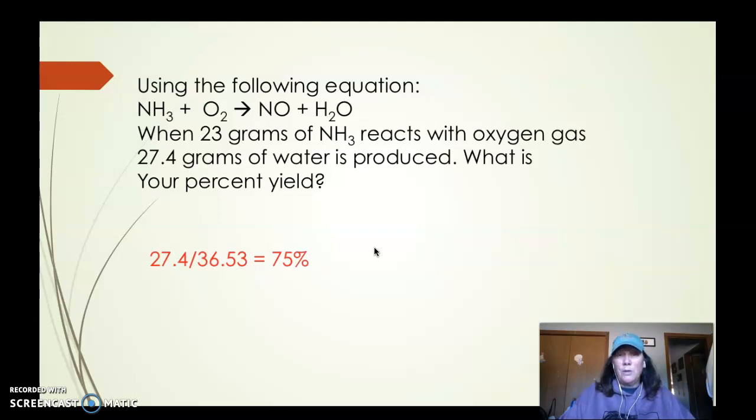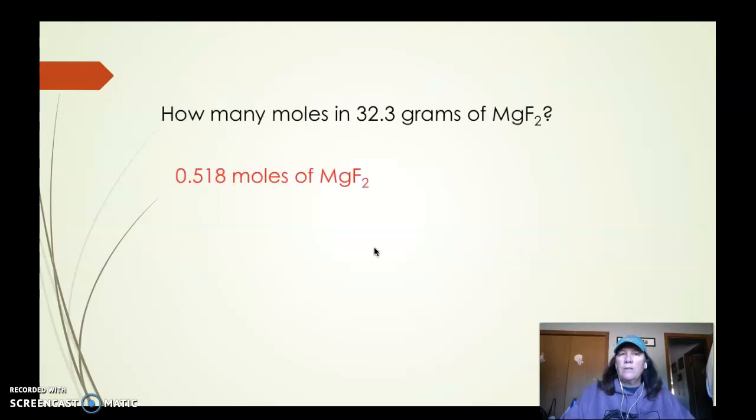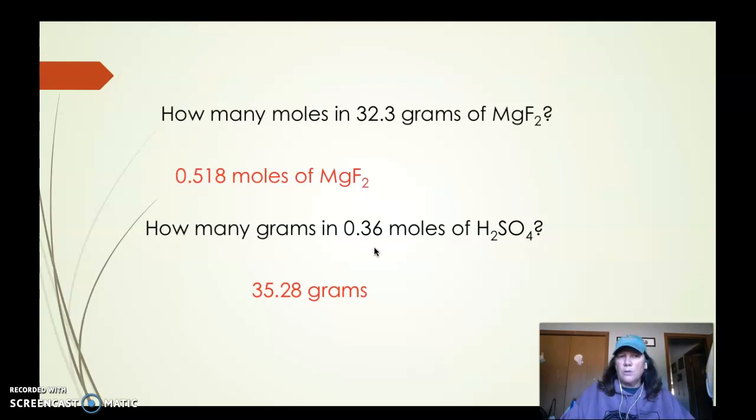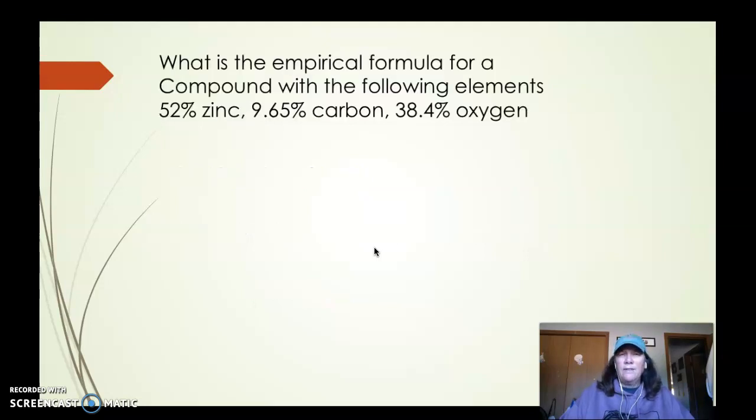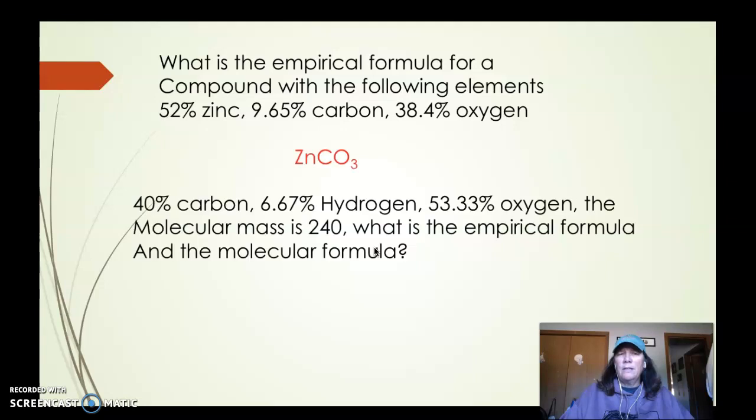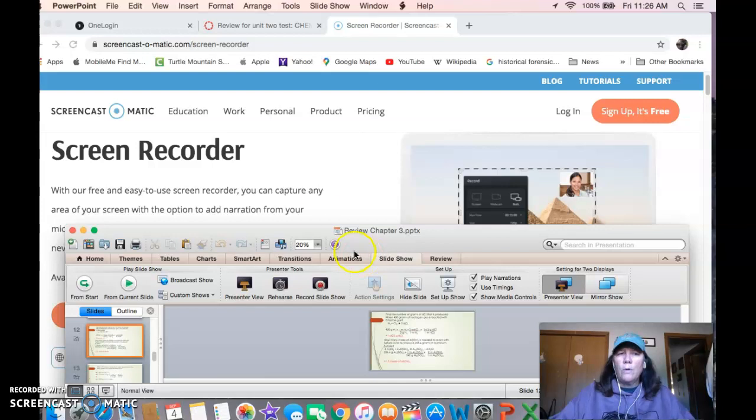Make sure you balance your equations. Here's some conversions, grams to moles, moles to grams. And again, I just wrote the answer. So it's up to you. You don't have to do them, but it's for you to practice. And then I think there's an empirical formula and a molecular formula. And I think that's it. Yeah. So those are there for your practice if you want to do them.